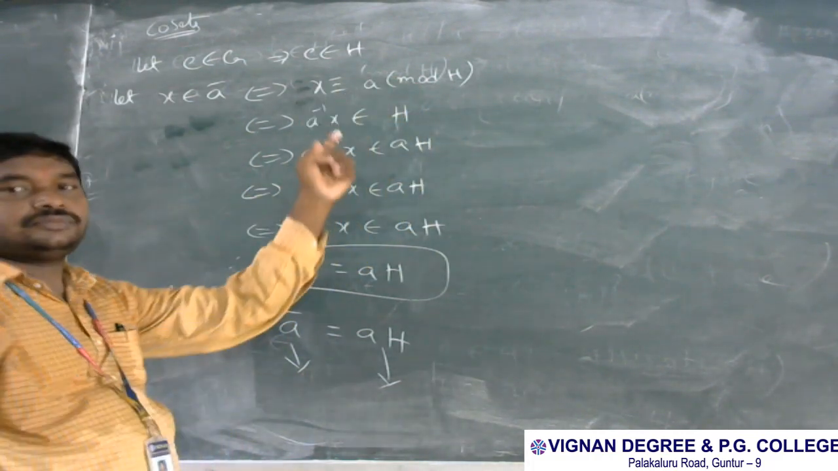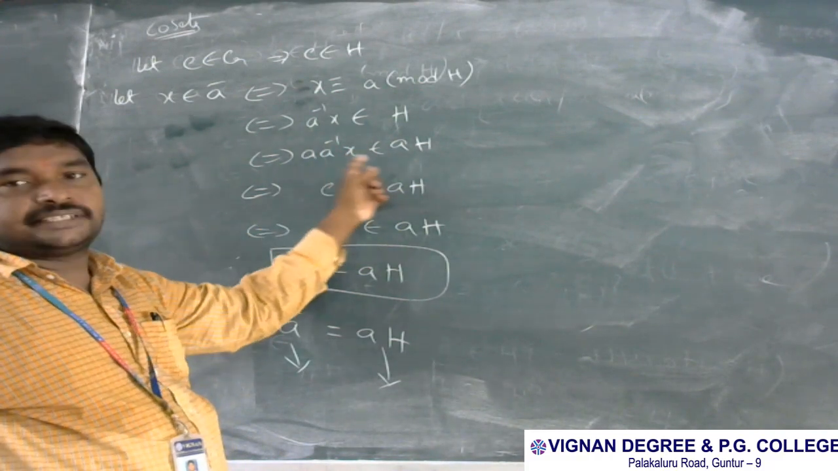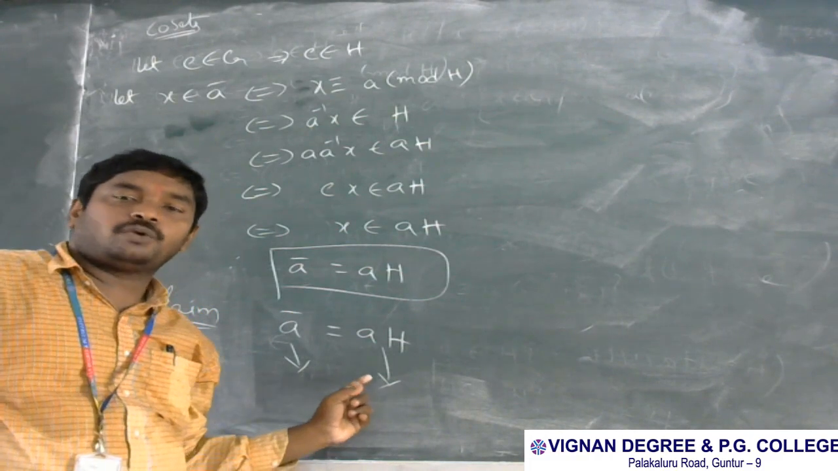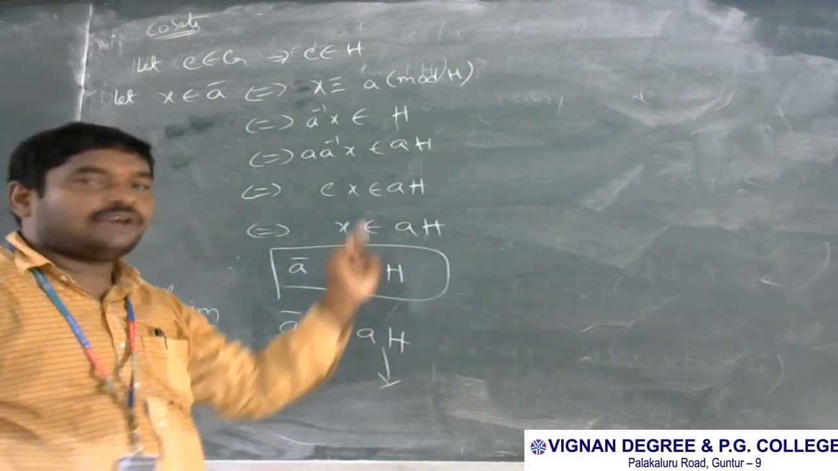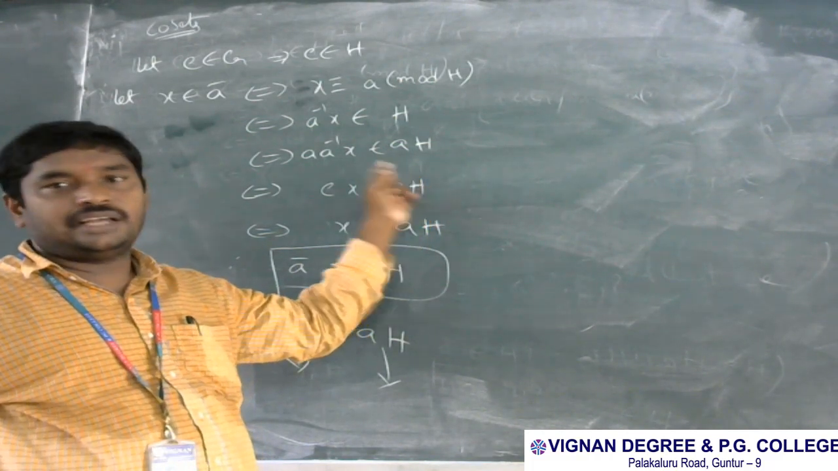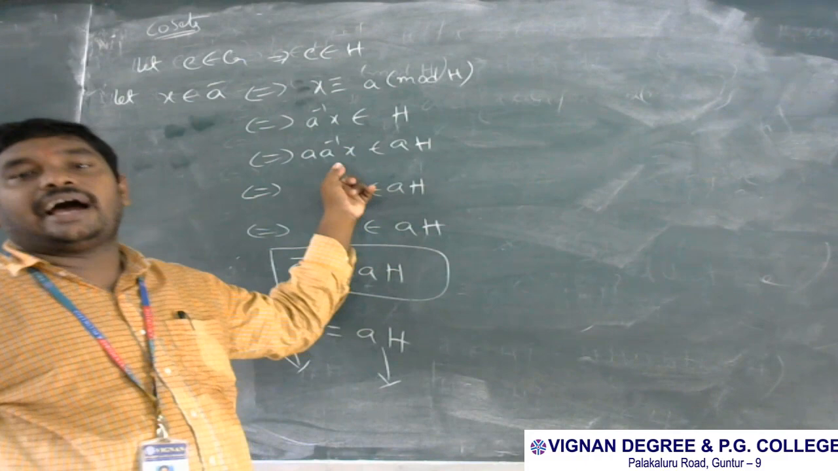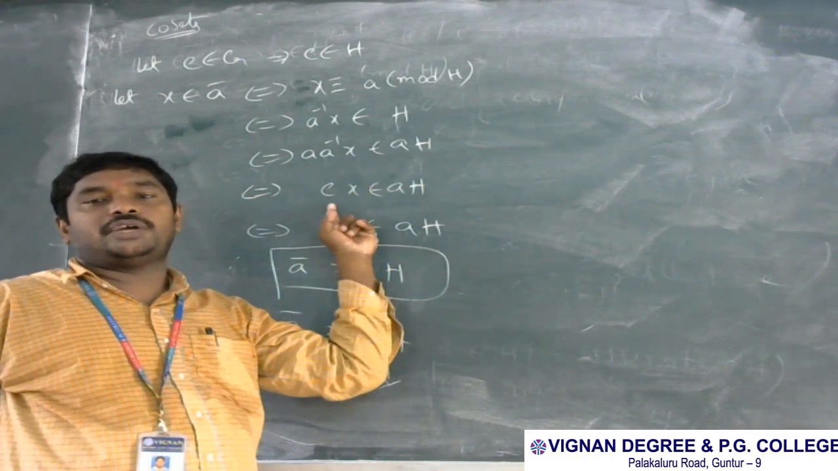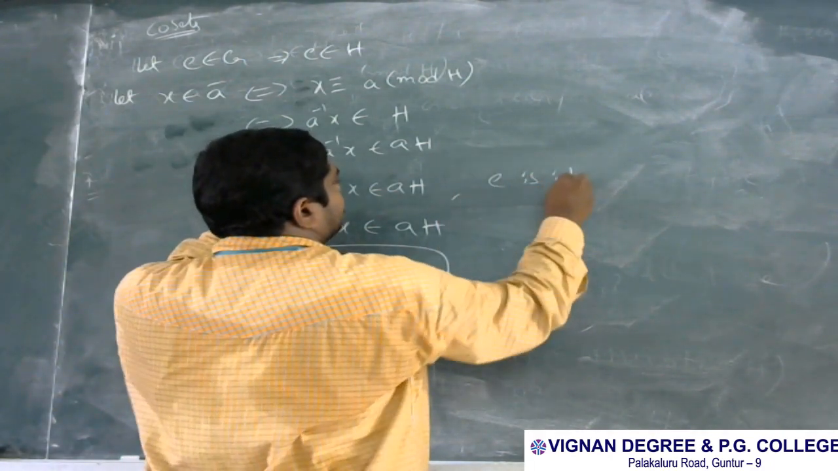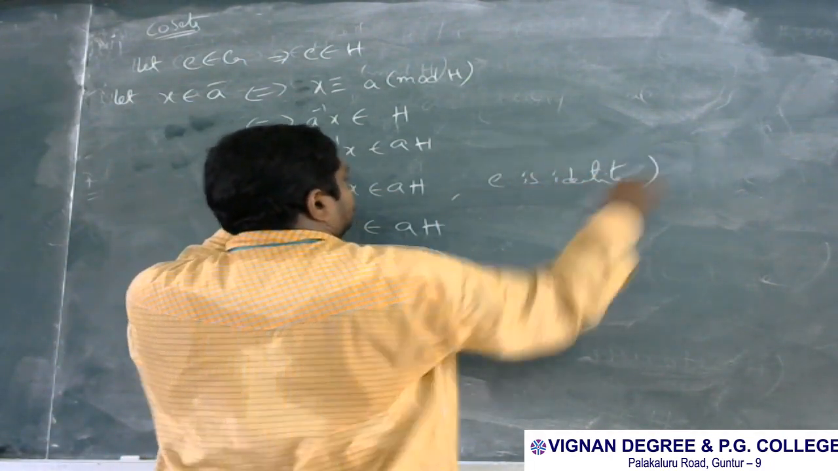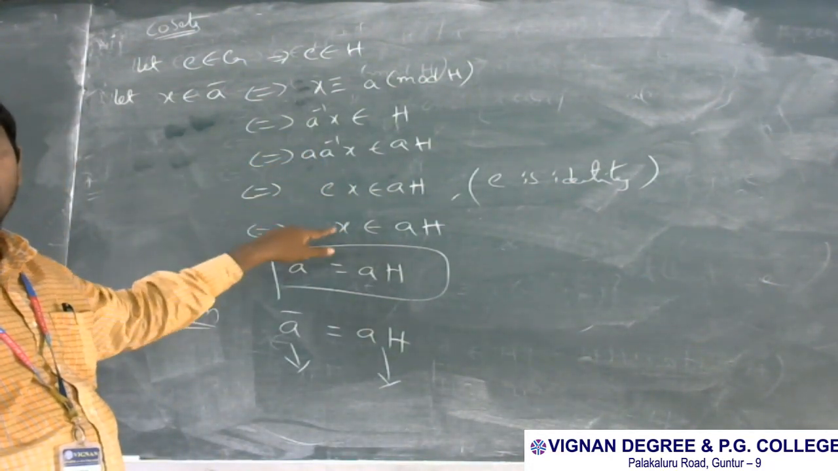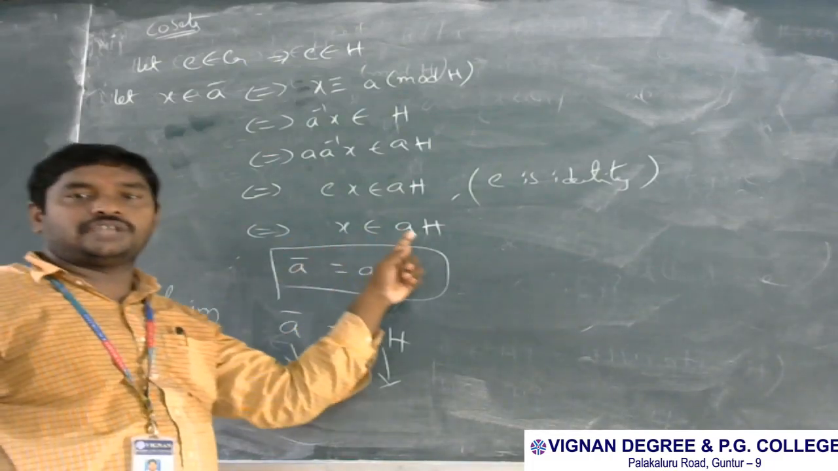Next, I am multiplying both sides by a. Why did you multiply with a? Because we have to prove the left coset. So that's why we have multiplied here with small a on the left side only. So a into a inverse means the identity element, so you write a into x. If you have any doubts, you can write e is the identity. Next, e into x means x. So x belongs to aH.